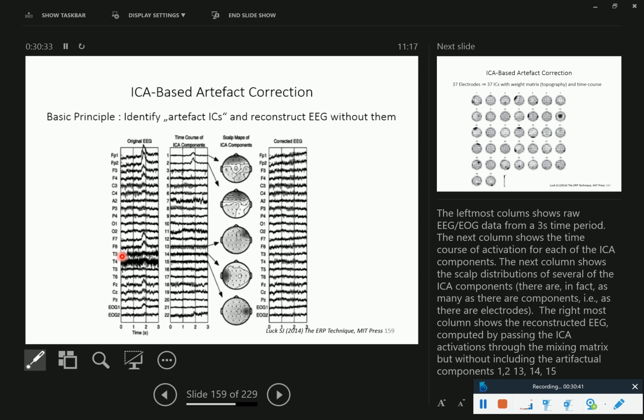Now, why is this interesting in EEG research? Because what people do for eye movement correction is that you identify artifacts.